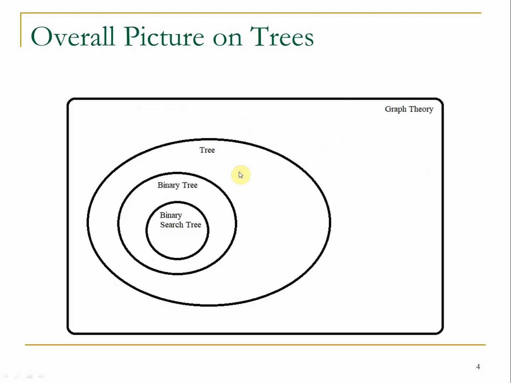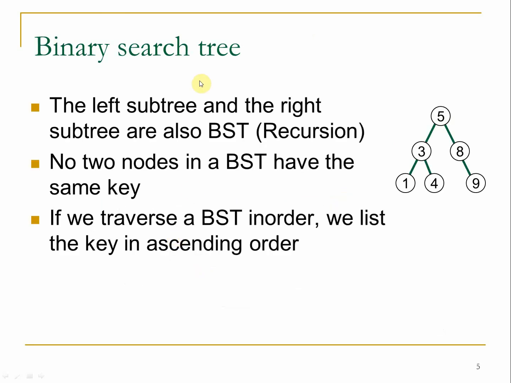So you can see the binary search tree is a subcategory of the binary tree, while the binary tree is a subcategory of the tree, and the tree is a subcategory of graph theory. This gives you a big picture of where we are working. So, in a binary search tree, the left subtree and the right subtree are also binary search trees. What this is trying to say is that not only the root node needs to satisfy the criteria of the binary search tree, but also all of the nodes.